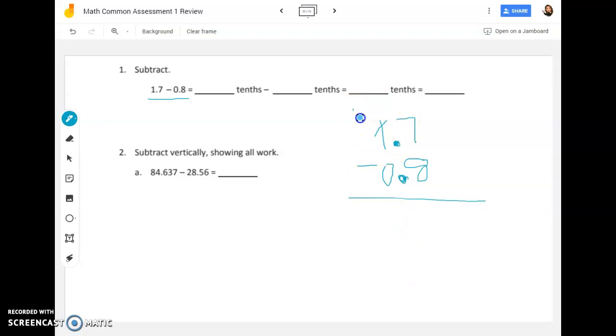Go next door. That 1 becomes a 0. My 7 is now a 17. And I can do 17 minus 8. 17 minus 8 is going to give me 9. My decimal must be in line in my answer, and 0 minus 0 is 0. So that gives me 9 tenths.